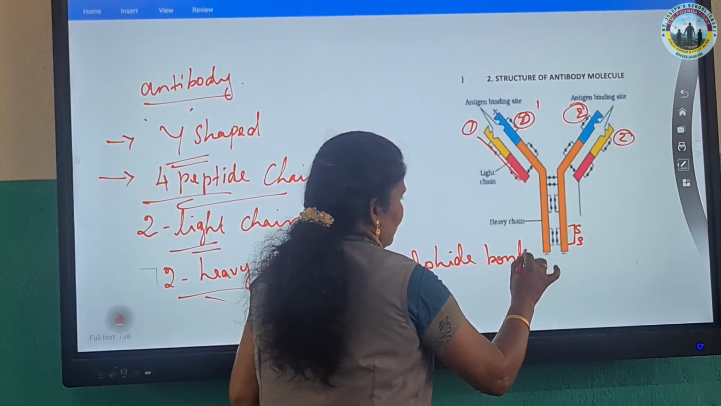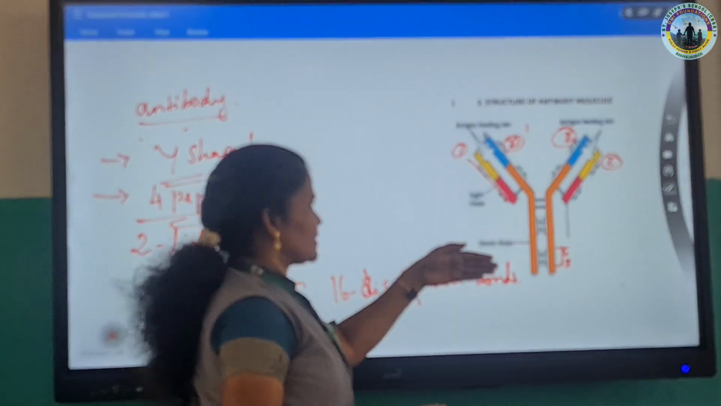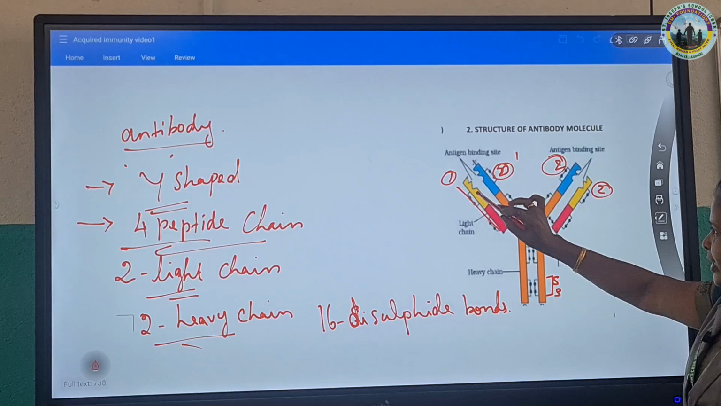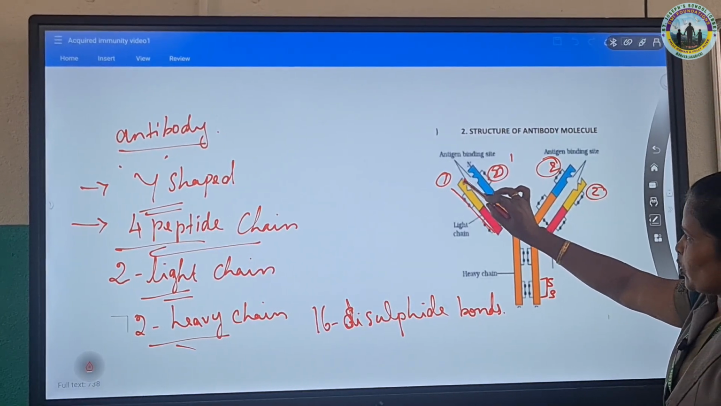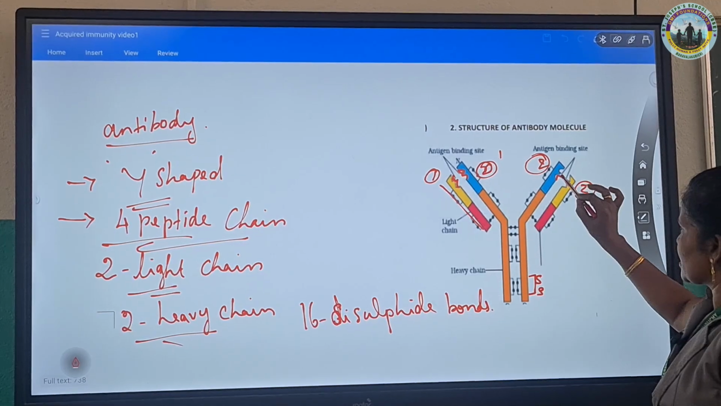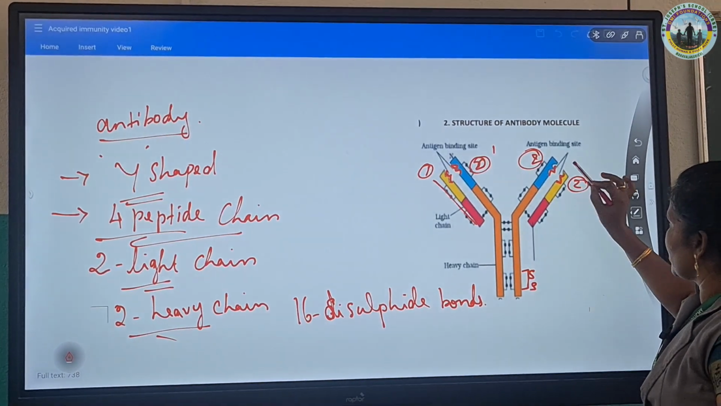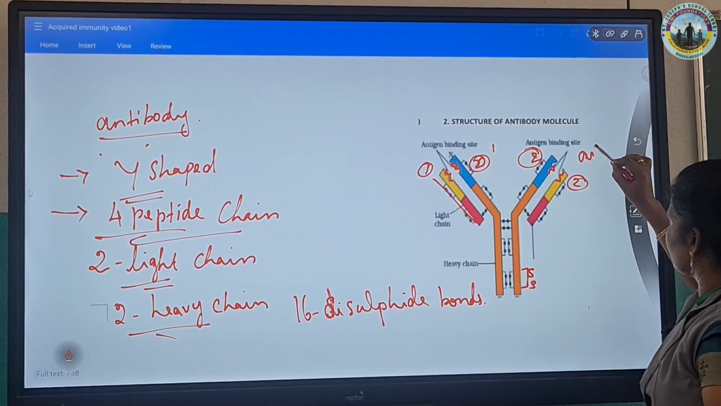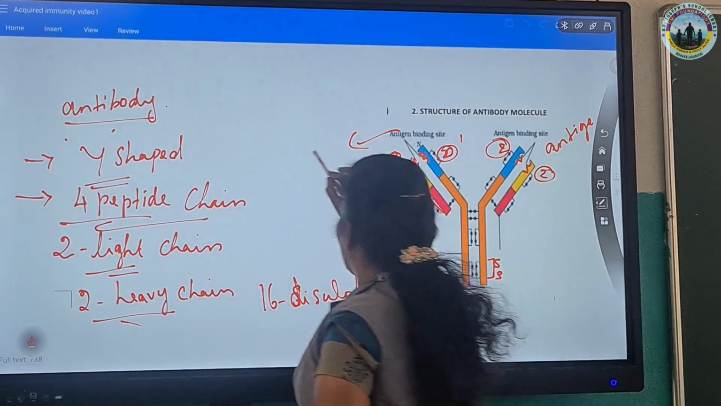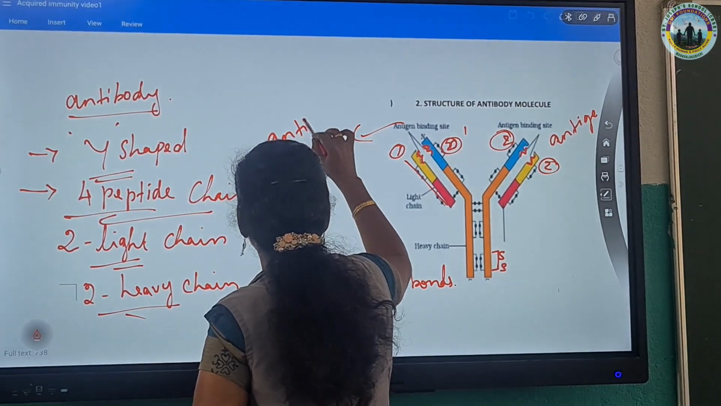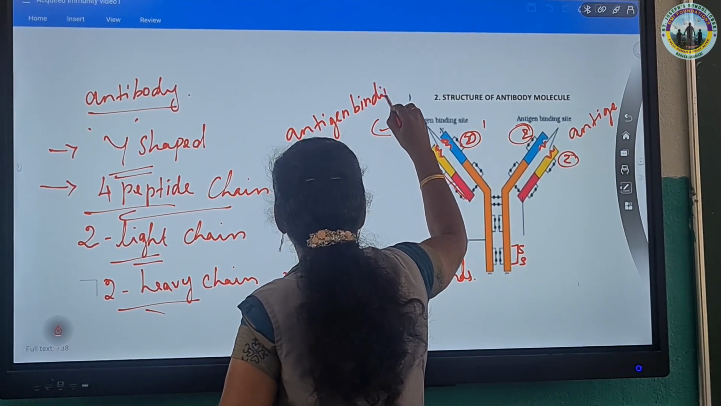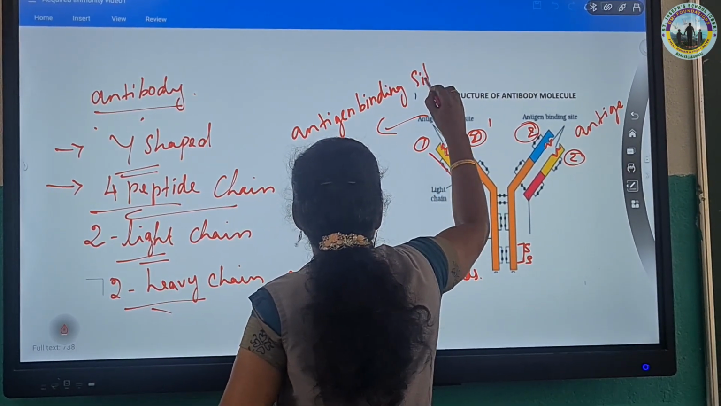Then on both sides, where the light chain and the heavy chain are, you can see there is a room-like structure. That means a lock and key structure. This structure is advantageous for the binding of antigen. So this site is called the antigen binding site.